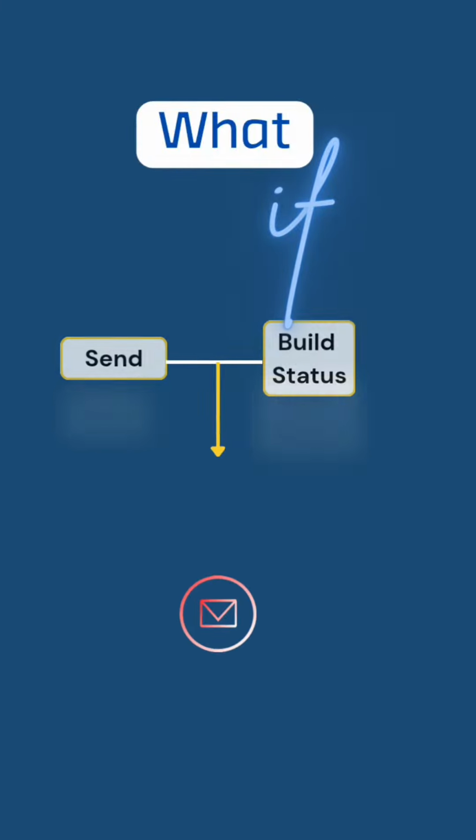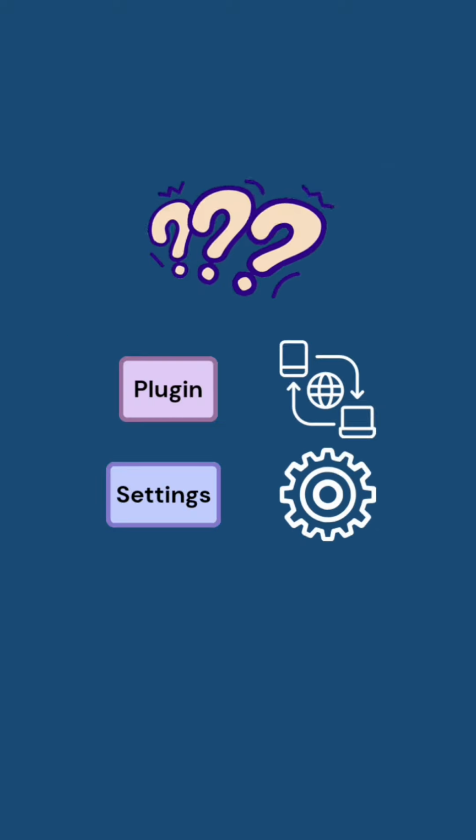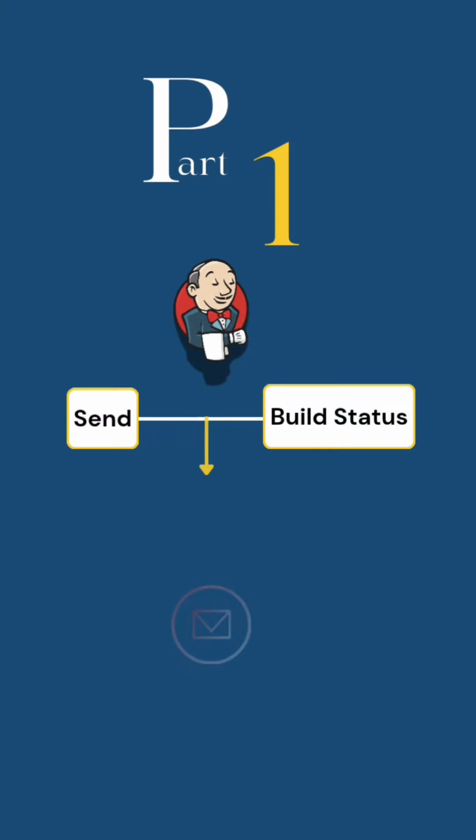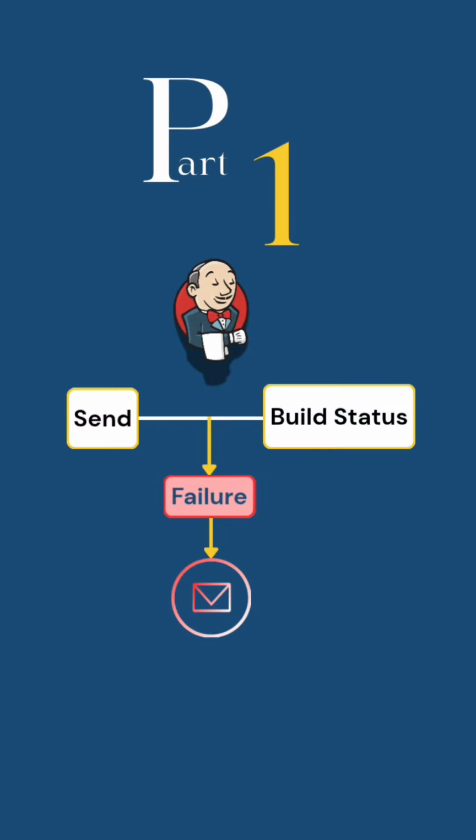What if you want to send build status email only if the job fails? Which plugin or settings allows that in Jenkins? So this is part 1 when we want to send email only when the job fails. Let's see how we achieve it.